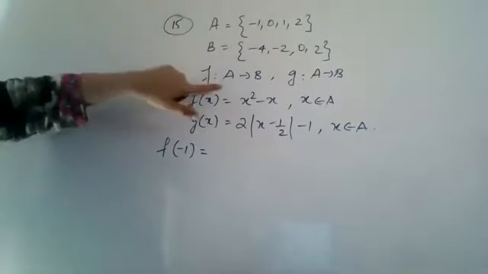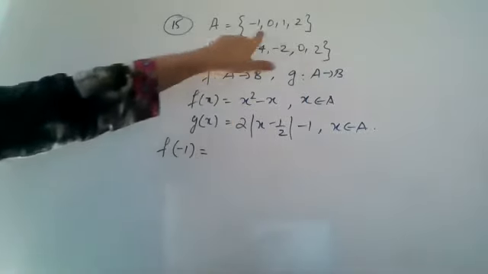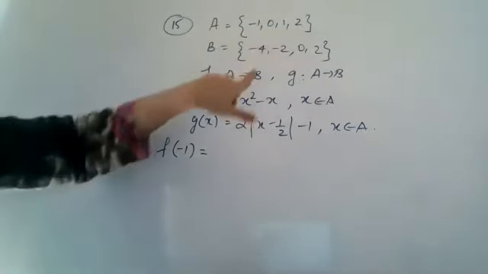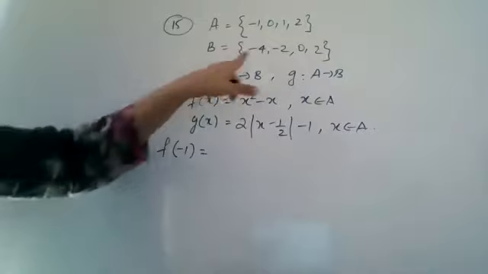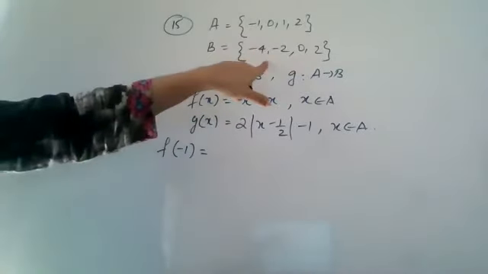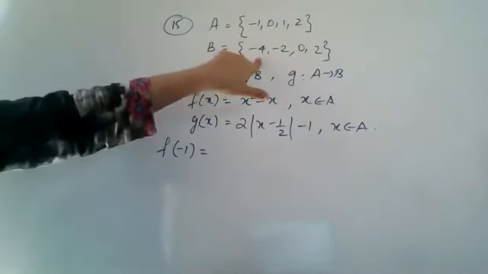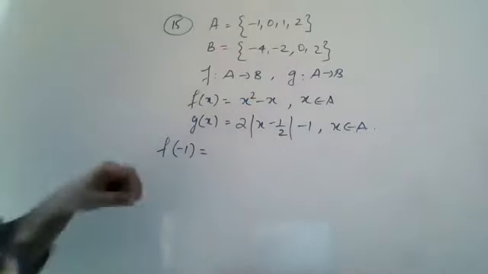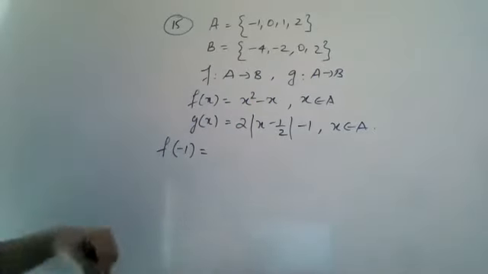You understood why? Because f is from A to B, the first set is this one. So for all the elements, since it is a finite set, we have to find out. And we should get all the answers inside this B only. No value should go outside B, it will not. But you just have to see whether f and g give the same answer or not.